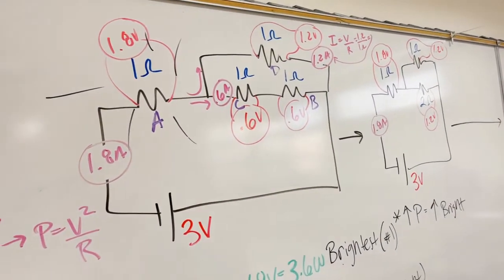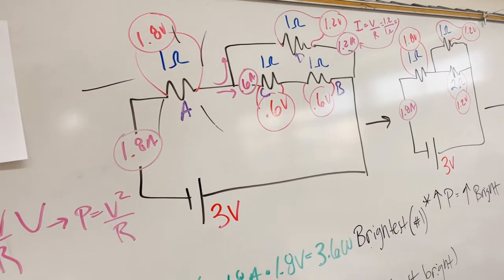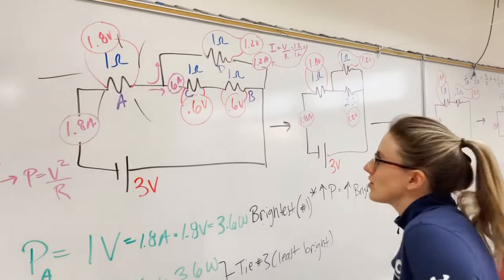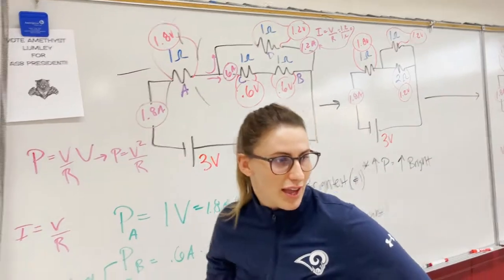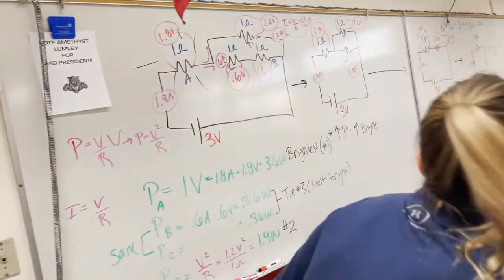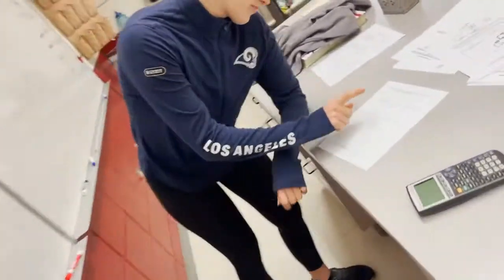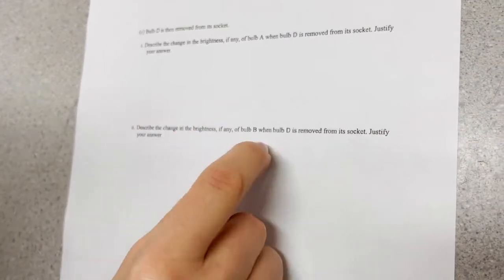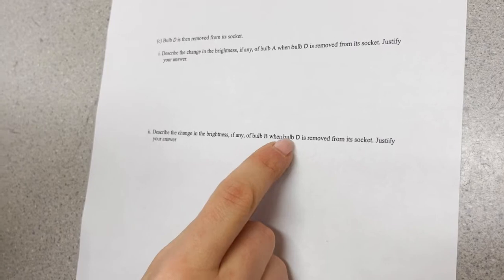Ohms resistance. And we know that if we have less current, we're going to have less power. That's right. Okay, so now what's the next thing they need to do? Describe the change in the brightness, if any, of bulb B when bulb D is removed from the socket. Justify your answer.